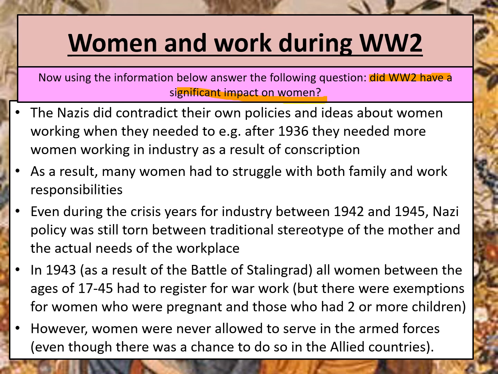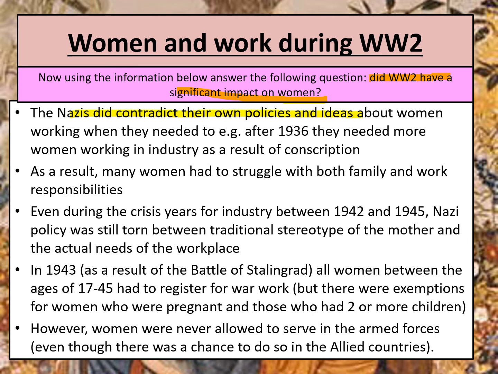Now, first of all, we already know that the Nazis wanted women to stick to the 3 Ks of children, church and cooking. They wanted them to just focus on being wives and mothers and having at least 4 children to try and combat the falling birth rate. But occasionally, the Nazis did have to contradict their own policies and ideas when it was necessary.